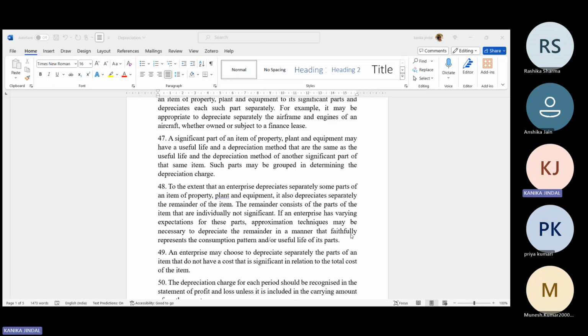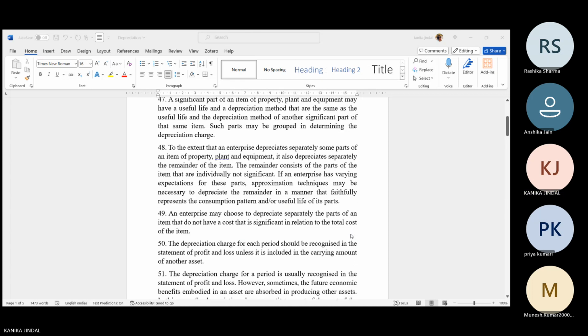Which are not that important. If an enterprise has varying expectations for these parts, approximation techniques may be necessary to depreciate the remainder in a manner that faithfully represents the consumption pattern and useful life of its parts. So they are saying that if the enterprise is not sure or has varying expectations, they can use approximation techniques to depreciate the remainder.